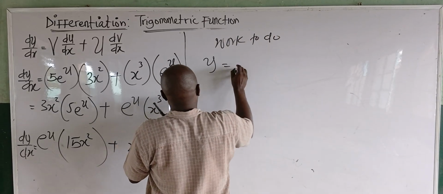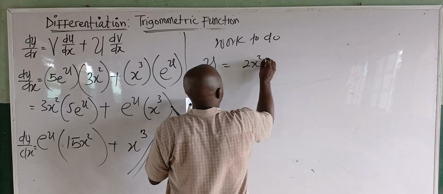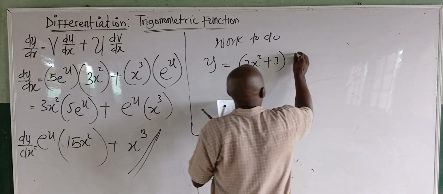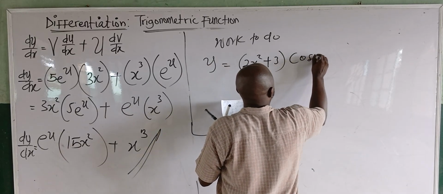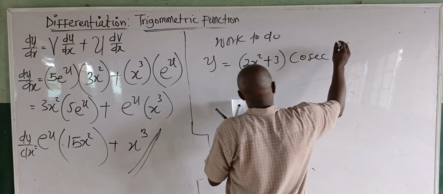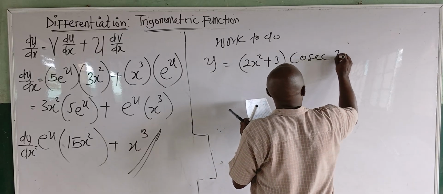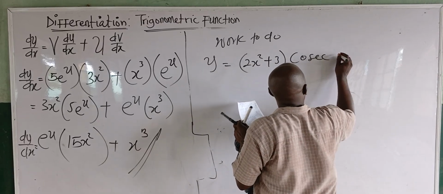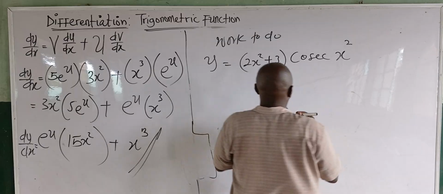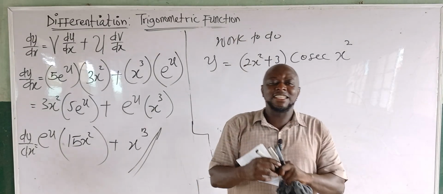So we have that this will give us what? 2x squared plus 3 here. Then this will give us cosec square x squared.